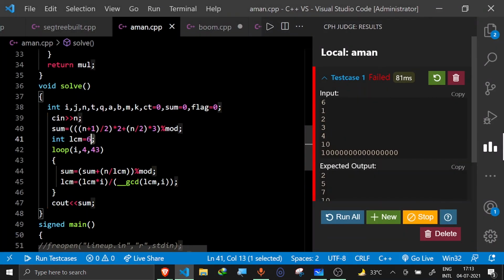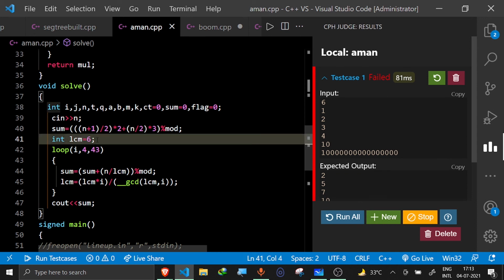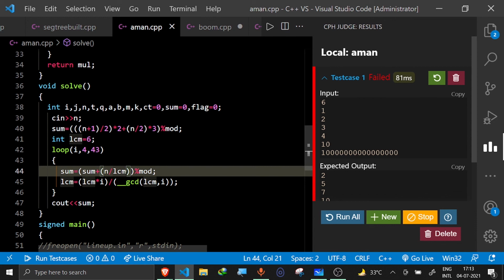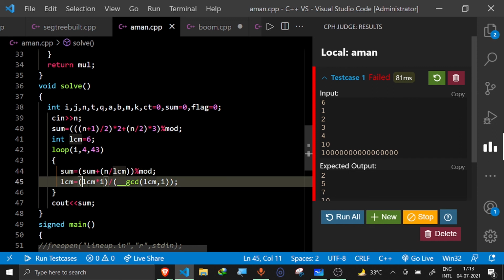So for basic purposes, I just took LCM equal to 6, and then for every number, I first did n by LCM. Here the LCM was 6, so it would make all the multiples of 6, which were 3, into 4. And then after this I calculated the next LCM as the current LCM into the current number, which is 4: 6 into 4, 24, by GCD of 6 and 4, which is 2. So this came out to be 12. When this loop runs again, I would add n by 12. So this would account for 5, and similarly for 7, 8, 9, 13, 14, for every number.